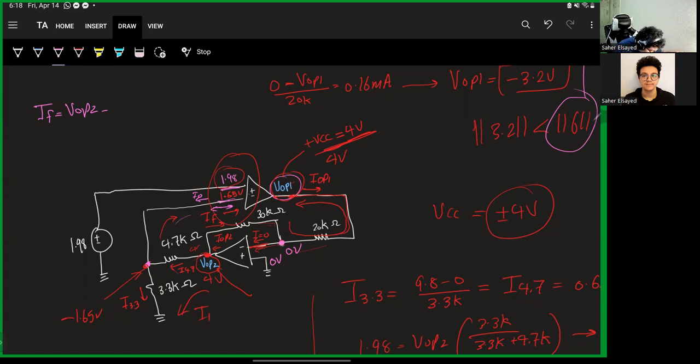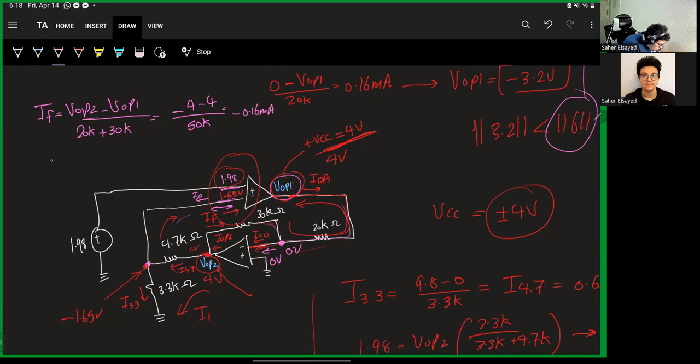But what is the voltage here? Actually, let's think about it differently. IF is the current that goes through these two, right? So we can say it's VOB2 minus VOB1 divided by the sum of the two resistors, which is 20k plus 30k. Because again, there's no current going into the op-amp. So VOB2 is negative 4 minus 4 divided by 50k. So you get negative 8 divided by 50k, and you get negative 0.16 milliamps.